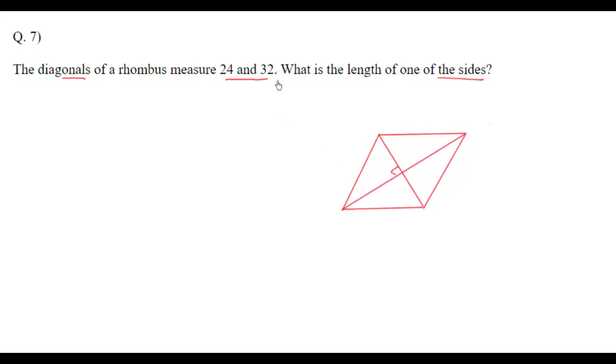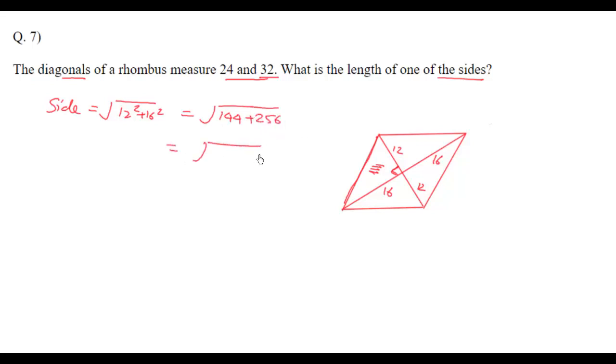Say this length is 32, this will be 16, this will be 16, this will be 12, and this will be 12, right? This is 90 degrees. So obviously applying Pythagoras theorem here, we can get one of the sides. The side would be 12 square plus 16 square. On solving, this will be 144 plus 256, so I think this should be 400, or 20. So 20 becomes the answer for this question. Very, very easy question. Anybody can solve it, right?